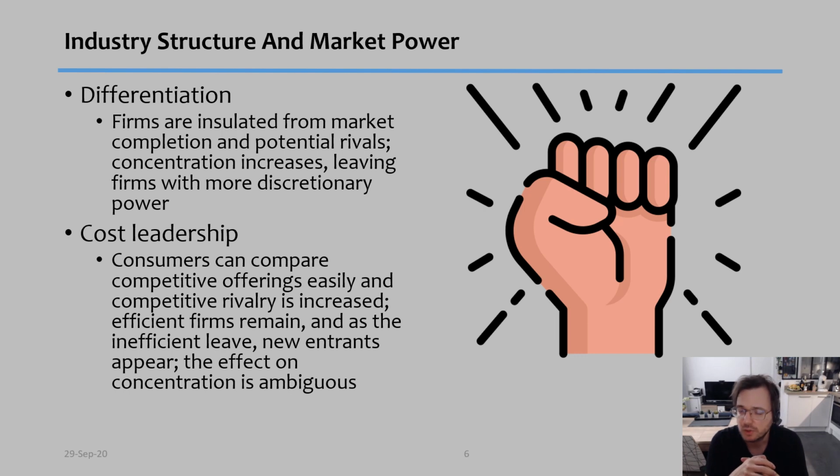In terms of industry structure and market power, what we see is that in industries that are very focused on differentiation, the firms are insulated from market competition and potential rivals. In other words, brands offer extra protection. If you wish, it's like a shield for that brand. And there's a concentration increase, leaving firms with more discretionary power. In other words, when a brand is strong, they will have their own image inside an industry, and many of the competitors will think twice before trying to enter that market or trying to change that industry.